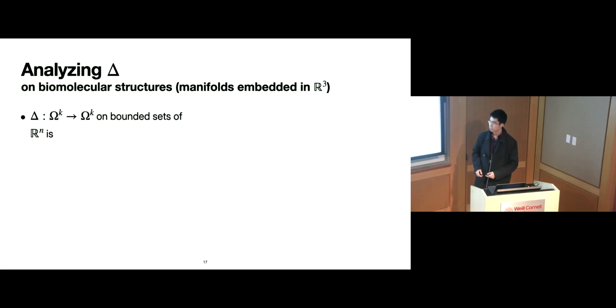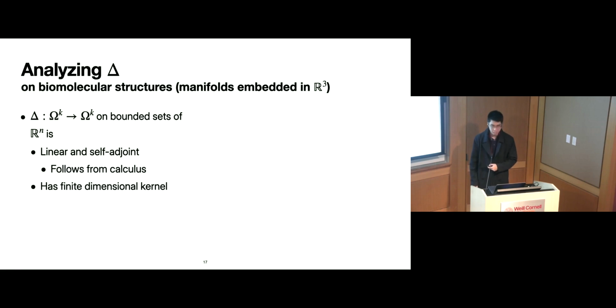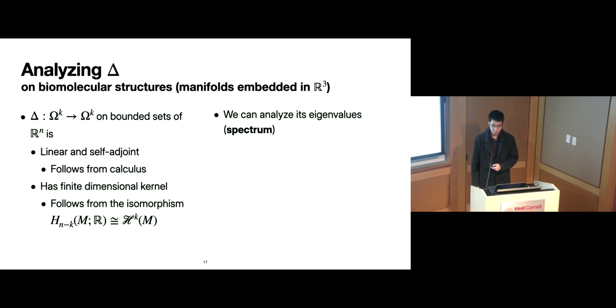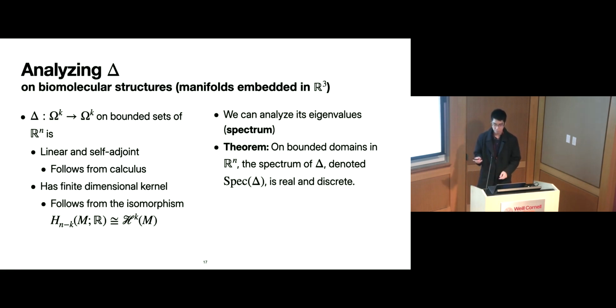So, some abstract nonsense: the operator delta on bounded sets of Rn is linear and self-adjoint, which follows from calculus. It has a finite dimensional kernel, which follows from the isomorphism that we just talked about. And so we can analyze its eigenvalues, because its eigenvalues are real and discrete. The eigenvalues are called the spectrum, and that will be of central importance in our paper.